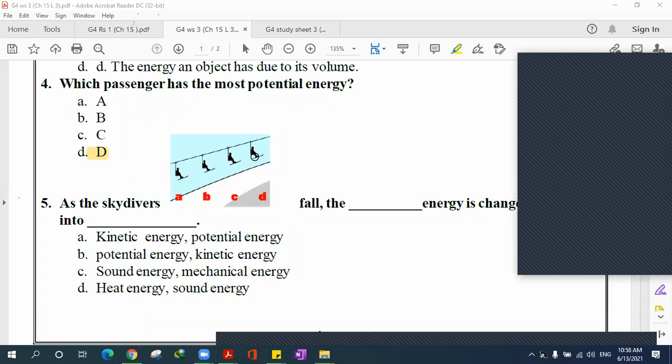Okay, now we have who has the most potential energy. Well, it's not moving now. He's giving you a picture of people standing still. Yeah, this object is not moving right now. They're standing still. Okay, yes.